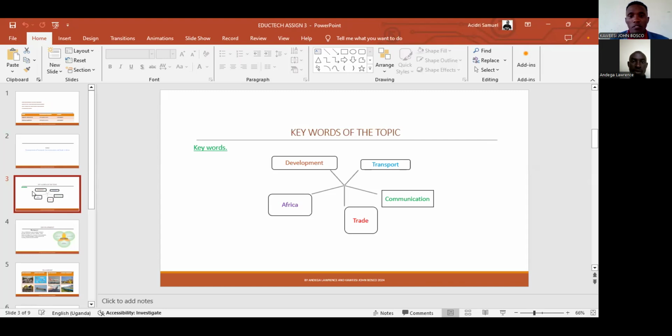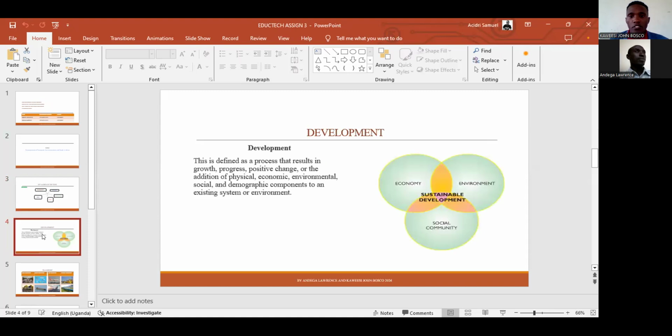The keywords, for example, development, transport, communication, trade, as well as Africa as a continent of our concern in today's lecture. So, what is development? What is development according to you? To me, what is termed development is just like taking a step ahead. Any positive step taken ahead, to me, I term it as development.